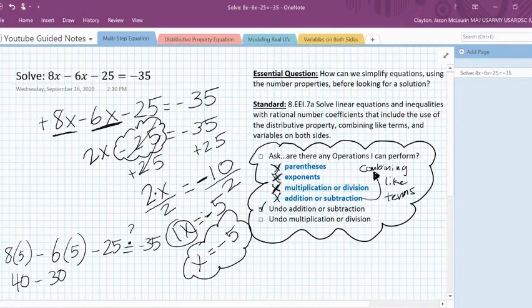Again, attention to detail. 8 times negative 5 is negative 40. Negative 6 times negative 5 is positive 30 minus 25. Again, we want to see, is that going to equal negative 35? Negative 40 plus 30.